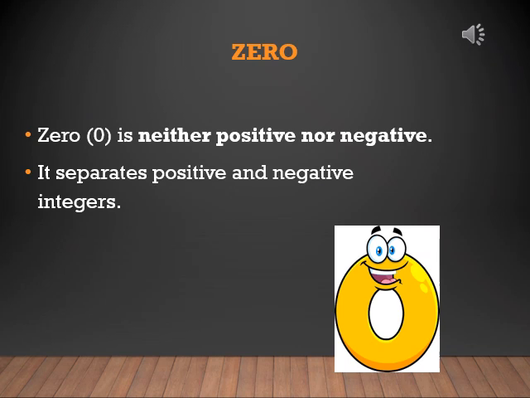For example, if you have rupees 0, it means you have no money. A temperature of 0 degrees Celsius means it is neither hot nor cold compared to freezing point. If your score changes from plus 5 to 0, it means the value has become nothing. 0 is also called the identity for addition because when we add 0 to any number, the number remains the same. For example, 5 plus 0 is equal to 5 and minus 3 plus 0 is equal to minus 3. So 0 acts as a middle point and a neutral number in integers.